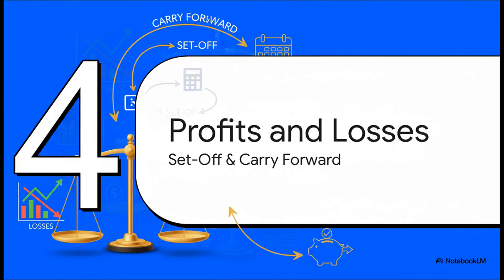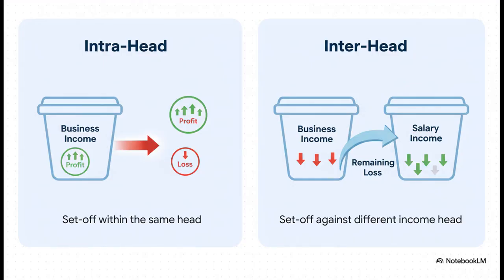The tax system isn't just about taxing your wins, it's also got rules for when you take a loss. And this is a really important part of making the system fair, especially for anyone running a business or making investments. The law gives you 2 main tools to deal with losses: set off and carry forward. Let's break this down. First up, you've got intra-head adjustment. Just think of it like balancing things out within the same income bucket. So if you have 2 businesses and one loses money while the other makes a profit, you can use that loss to cancel out some of the profit. Simple.